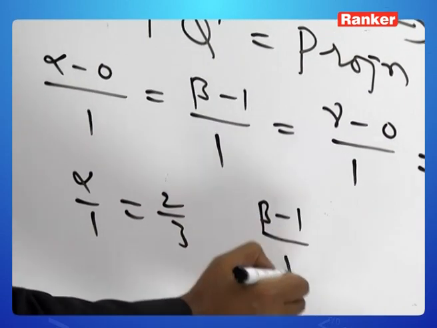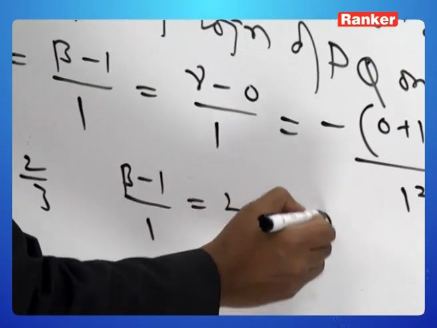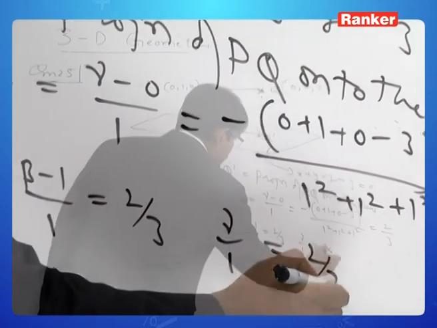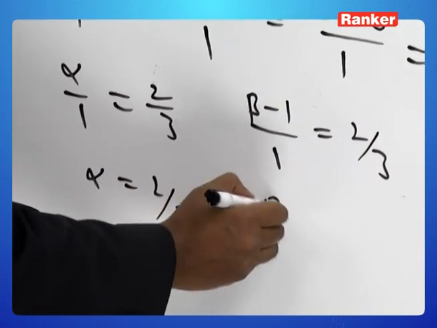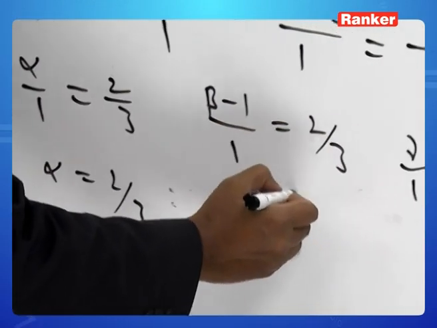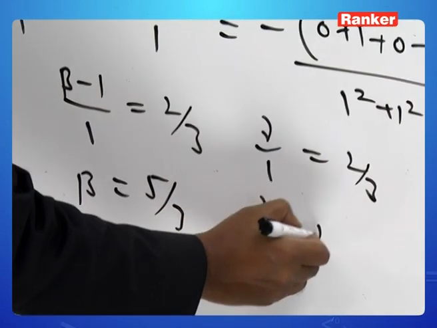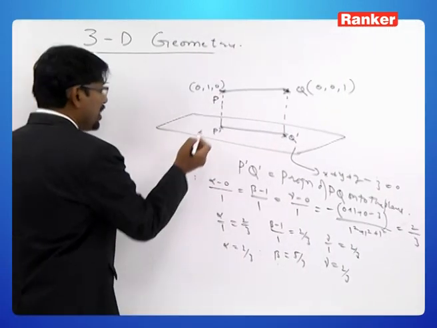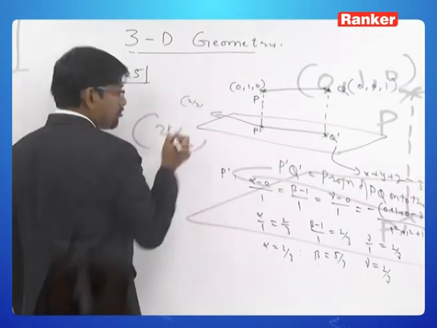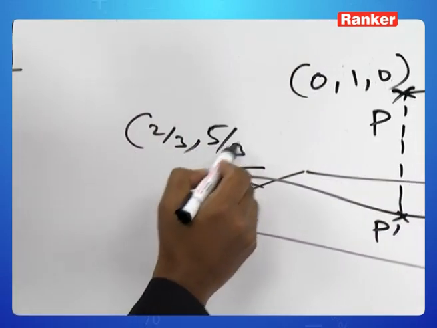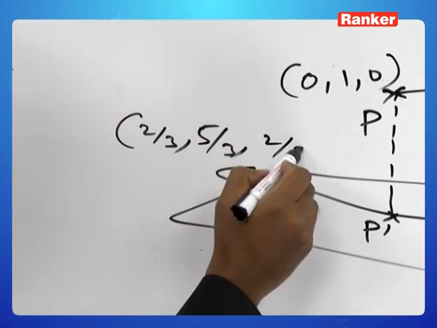Beta minus 1 by 1 is equal to 2 by 3. Gamma by 1 is equal to 2 by 3. So that gives me alpha to be 2 by 3, beta to be 2 by 3 plus 1, 5 by 3, gamma to be again 2 by 3. So P dash coordinates are 2 by 3 comma 5 by 3 comma 2 by 3.